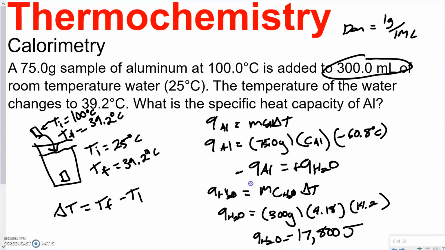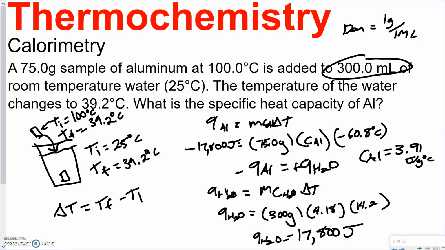So now we go back up here to our Q of aluminum, and we make it negative, because again, aluminum is losing that amount of energy because they are equal to each other, and we now solve it out. Okay, so we have our 17,800 divided by 75 and negative 60.8, and we're given a specific heat capacity of aluminum is 3.91 joules per gram degree Celsius.